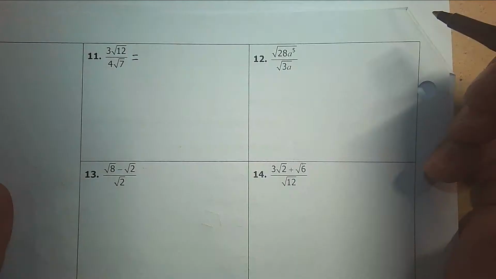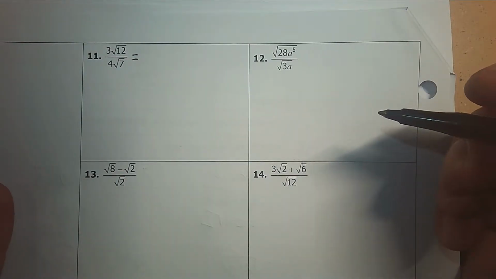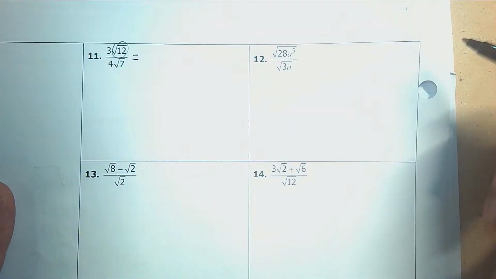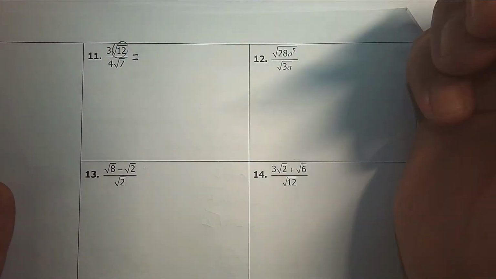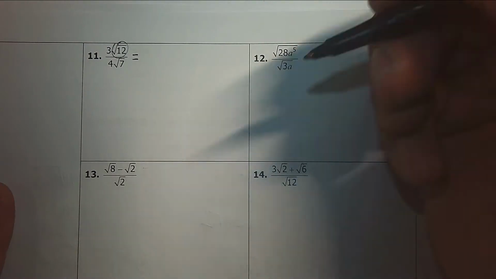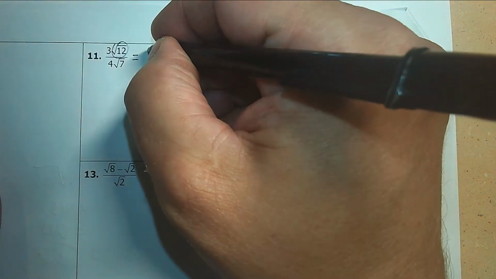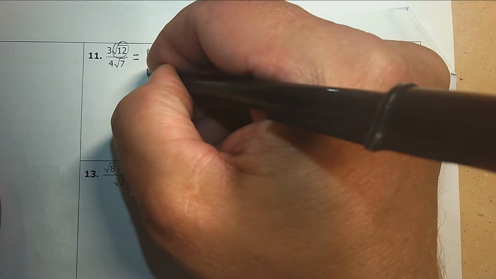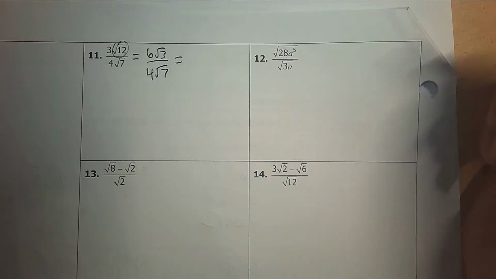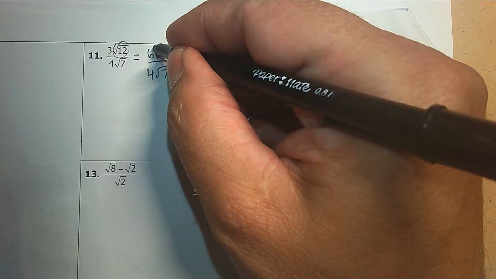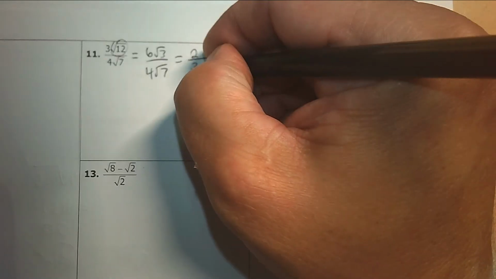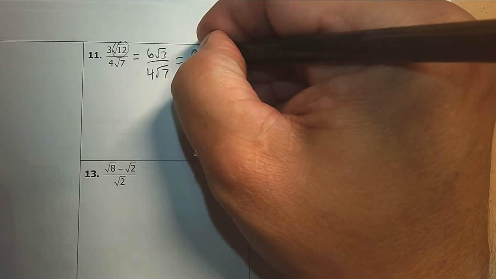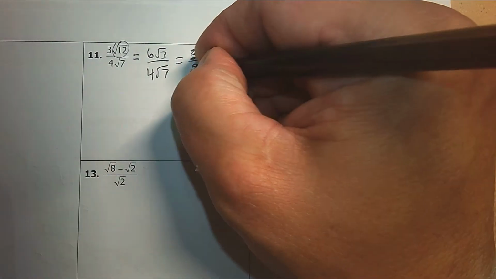Okay, step 1. Is there anything simplifiable here? Is there anything simplifiable in number 11? What's root 12? 4 times 3, but it's 2 root 3, right? And 2 times 3 is 6. How about 6 over 4? What's a better way to write that? Not 2 over, but 3 over 2.